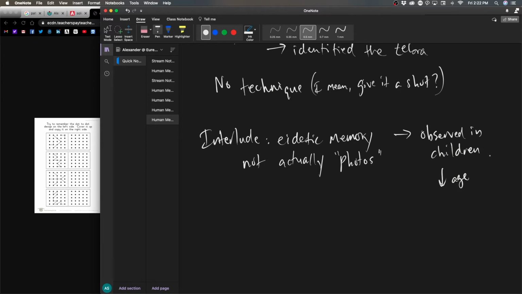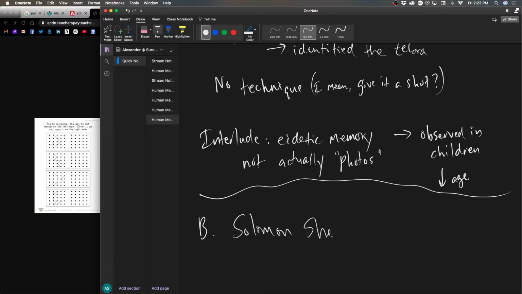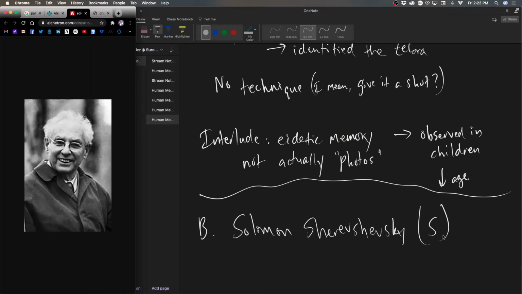Let's talk about the last super memorist that I wanted to talk about. His name is Solomon Shereshevsky. I'm just going to refer to him as S. Now, Solomon here, that's Solomon. S. Okay.